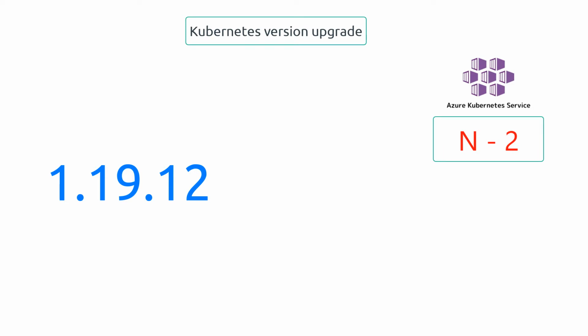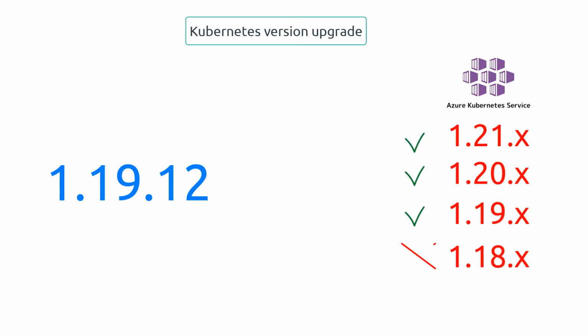So for example, let's say our cluster is on 1.19 and the latest version is 1.21, then 1.19 is the last supported version. So if we need to upgrade our Kubernetes version, can we directly upgrade to the latest minor version, that is 1.21? Well, no. Upgrades are performed on a per minor version basis. So first from 1.19 to 1.20 and then to 1.21. The only exception to this is if your cluster is completely out of the supported version.